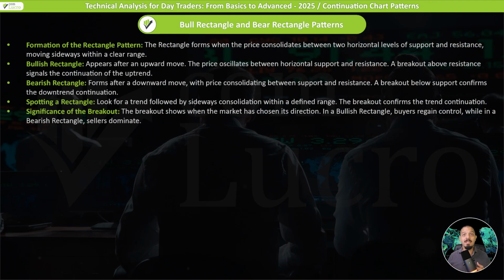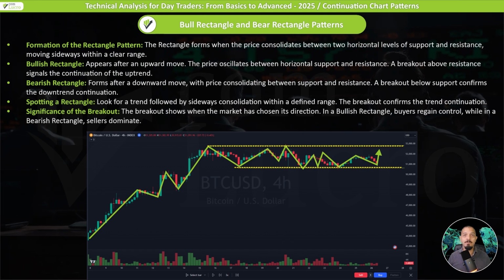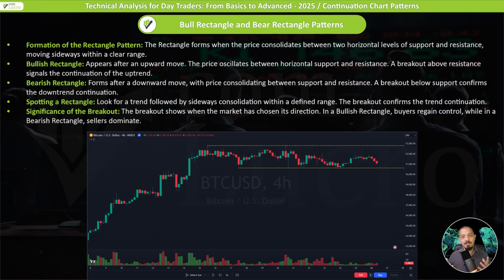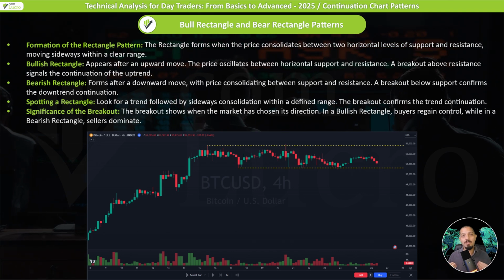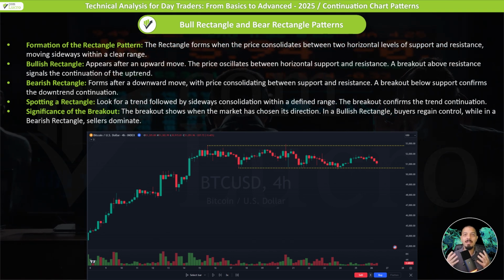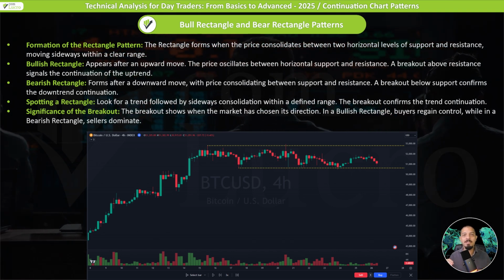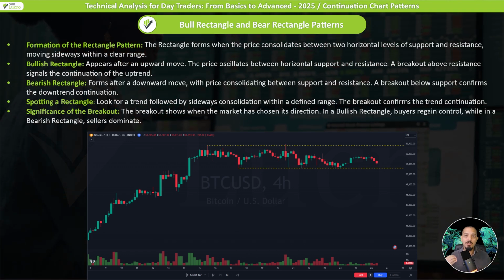Let's now dive into the rectangle continuation pattern. The rectangle pattern forms when the price consolidates between two horizontal levels of support and resistance. Unlike the flag or pennant, which have sloping channels or triangles, the rectangle shows a period where the price moves sideways in a clear range before breaking out in the direction of the prior trend.